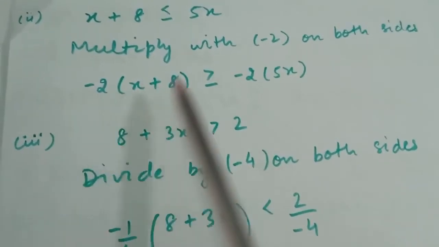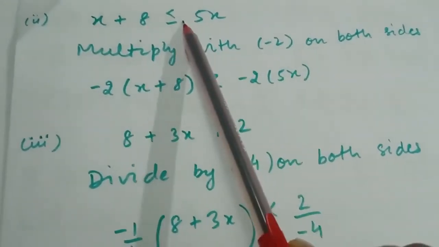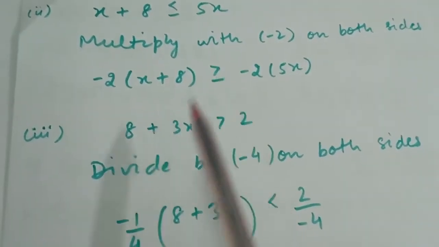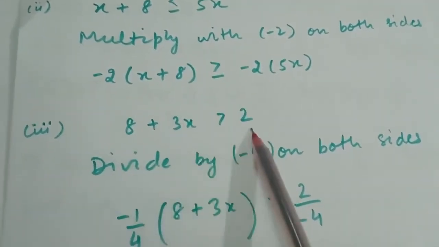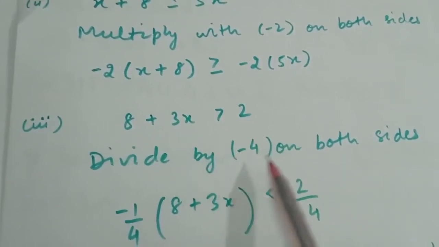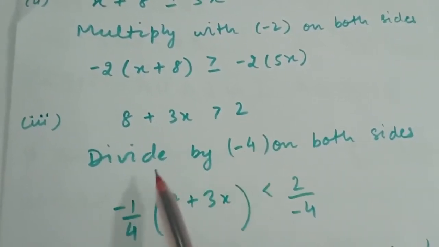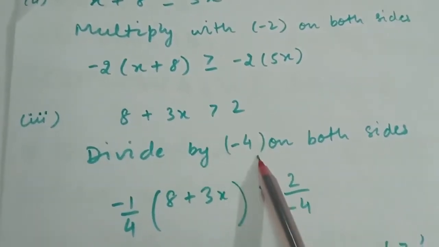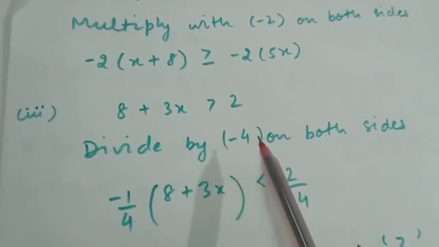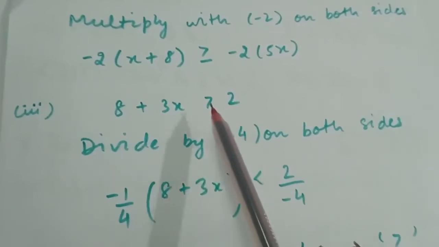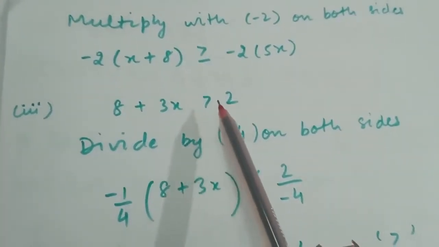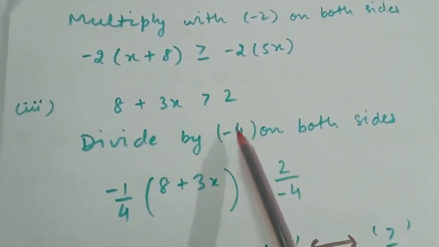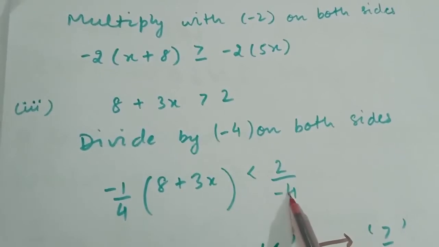So when we multiply both sides by minus 2, the sign changes: less than changes to greater than. Suppose 8 plus 3x greater than 2 is given and we are dividing it by minus 4. Now we are dividing by a negative number, and when we multiply or divide by a negative number, the sign of the inequality will change. So greater than will change to less than, as we have divided it by minus 4, right?